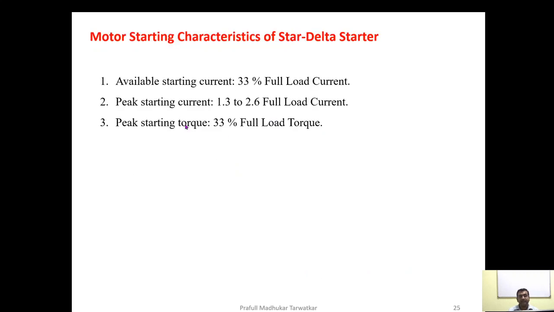Then starting characteristics of star delta starter. Available starting current is only 33%. In case of DOL it was 100%. Peak starting torque is again 33%. Peak starting current is reduced to 2.6 times compared to 6 to 8 times in case of DOL.